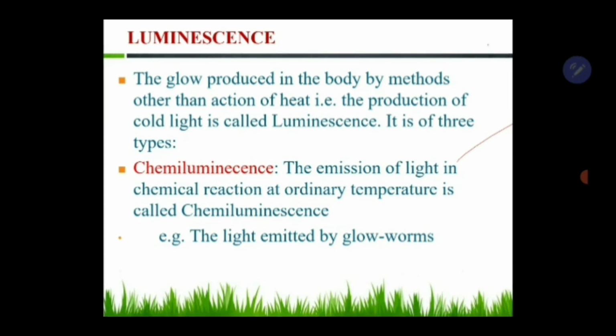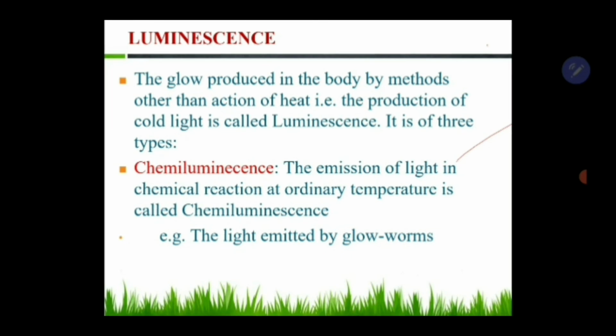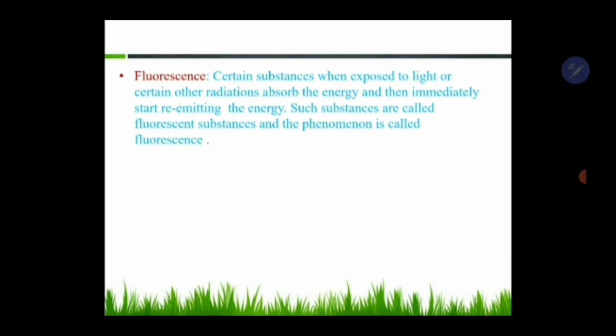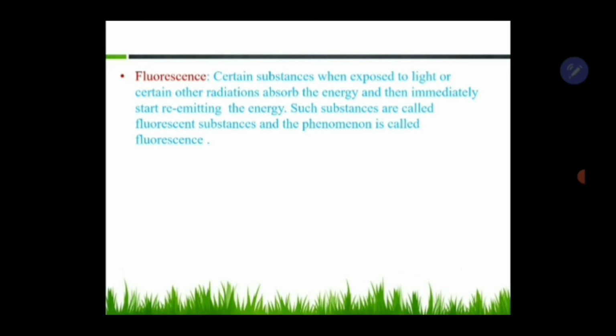First one is chemiluminescence. The emission of light in a chemical reaction at ordinary temperature is called chemiluminescence. Example, light emitted by glowworms, like we say minna minunga. Next is fluorescence. Certain substances, when exposed to light or certain other radiations, absorb energy and then immediately start re-emitting the energy. Such substances are called fluorescent substances, and the phenomenon is called fluorescence.